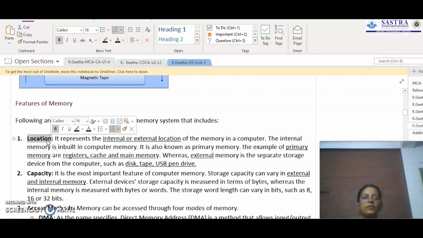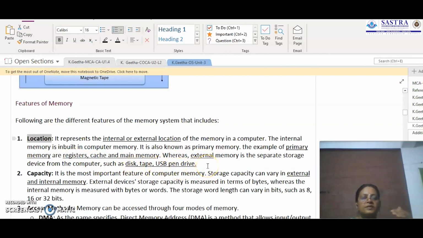By location, what we mean is whether it is internal to the cabin or external. Internal means it should be within the cabin. If it is outside the cabin, it is called external memory. Some of the memories outside the CPU are disk, tape, USB pen drive, hard disk drive, something like that.